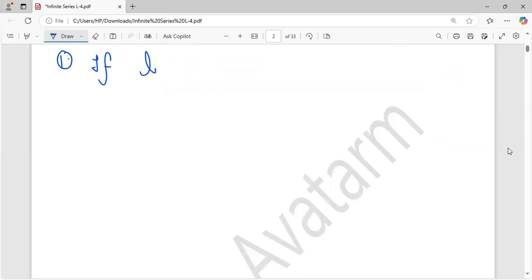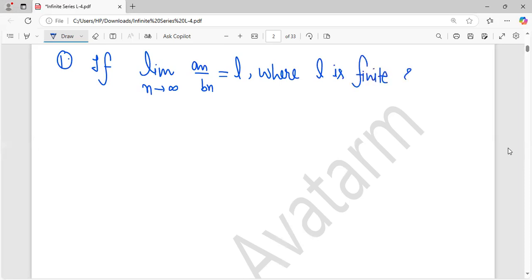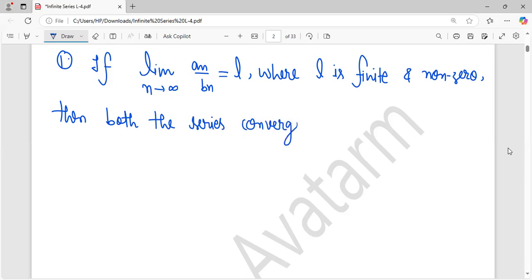if limit n tending to infinity a_n upon b_n is equal to L, where L is finite and non-zero, then both these series converge or diverge together. Okay.